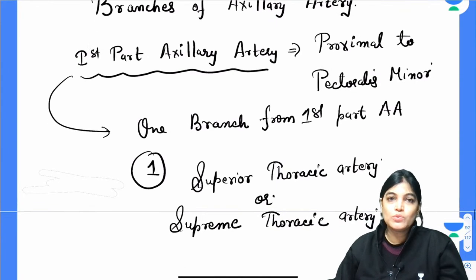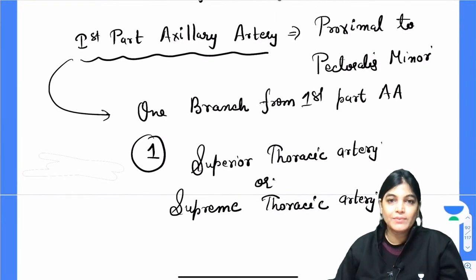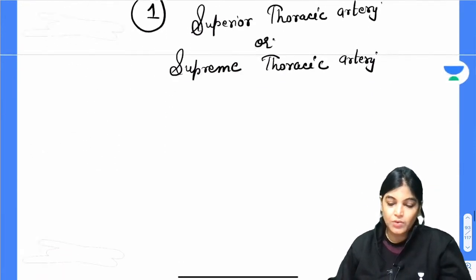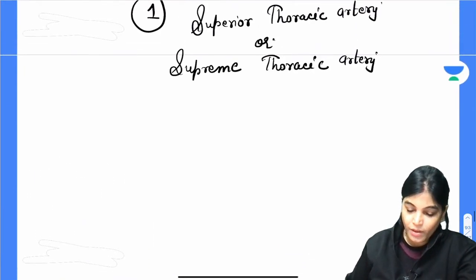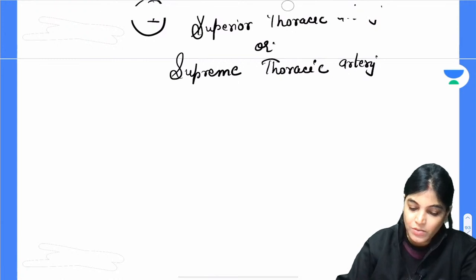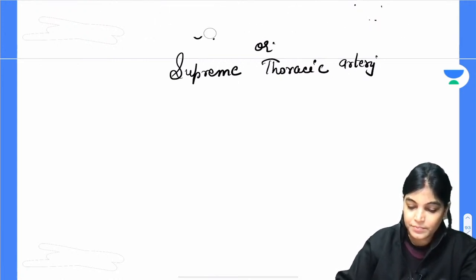Now, coming to the second part of the axillary artery. We are done with the first part. Next is the second part of the axillary artery. Now write down second part of axillary artery. First part done, now we will write down the second part.